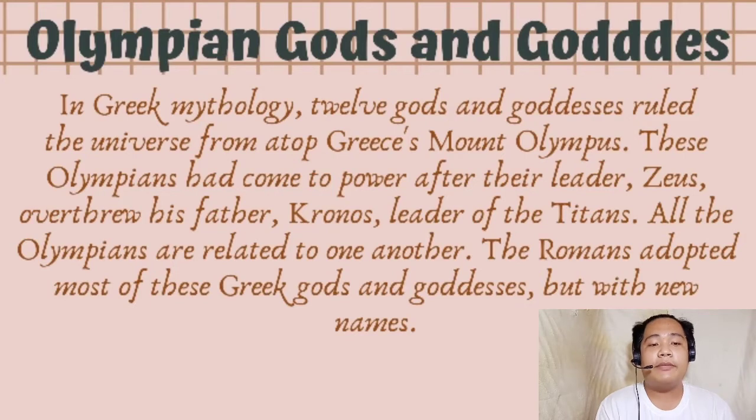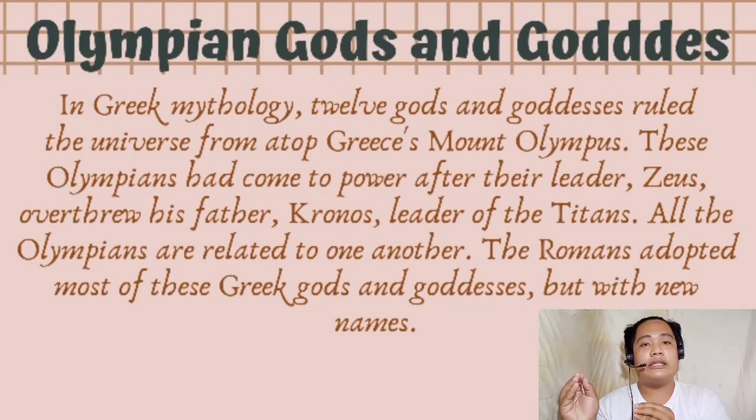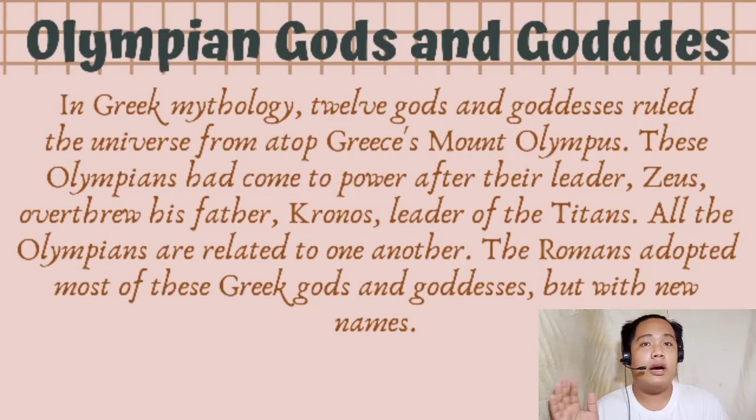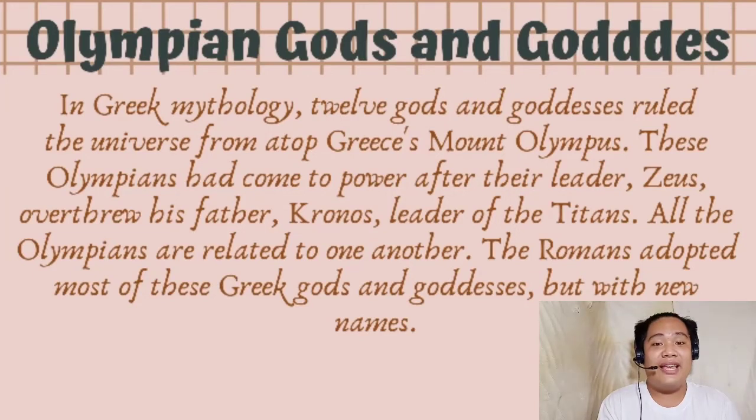So the Romans adopted most of these Greek gods and goddesses, but with new names. So you might get confused about the Roman gods and goddesses and the Greek gods and goddesses. So actually, the Roman gods and goddesses is an adaptation of the Greek gods and goddesses, but then the names were changed according to them. So they changed the name, although some retained the names. So now let's take a look at the gods and goddesses of the Greek mythology.